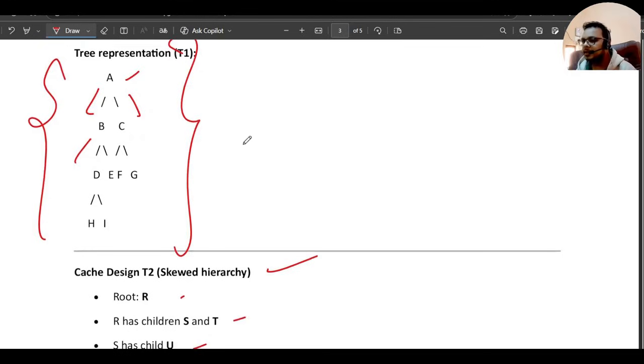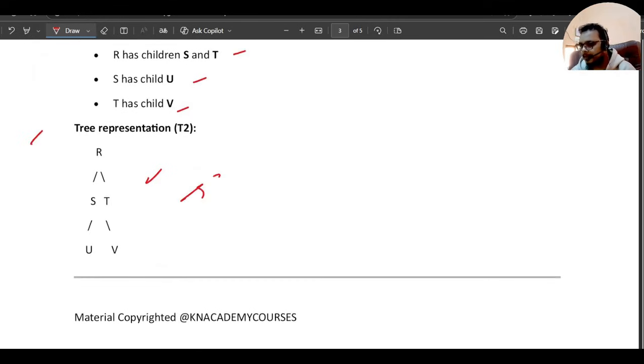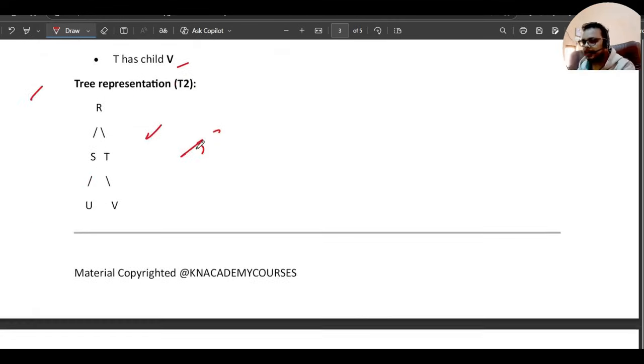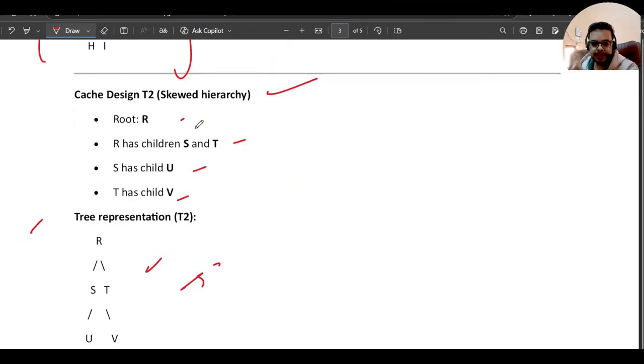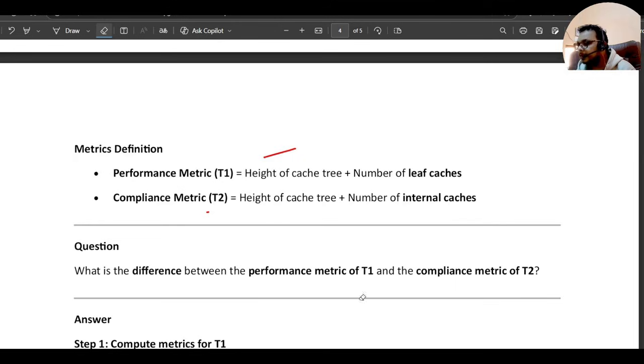Two trees they have given. The first one is there, and the second one is here. Till now, the question only represents two trees. Now they have given two formulas, one for the performance metric and the second for the compliance metric. Now they ask for the difference between the performance metric of T1 and the compliance metric of T2. That means in the end we need to do T1 minus T2.